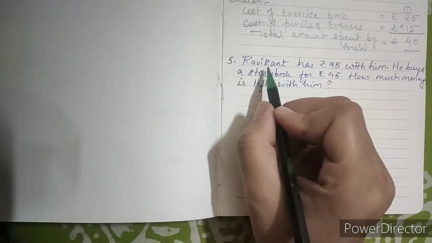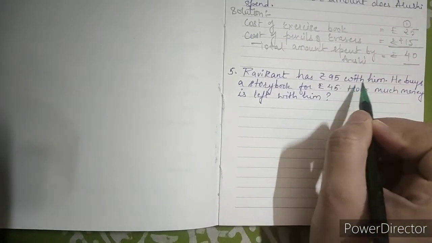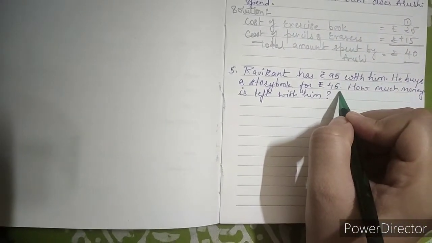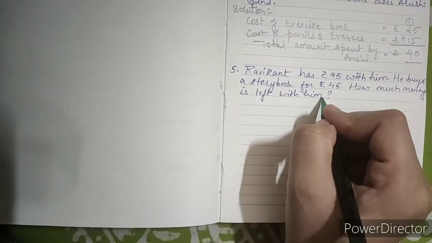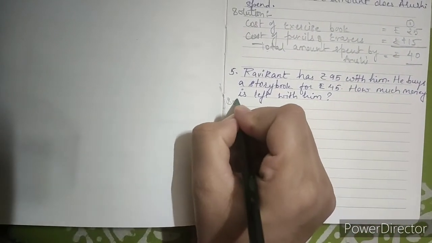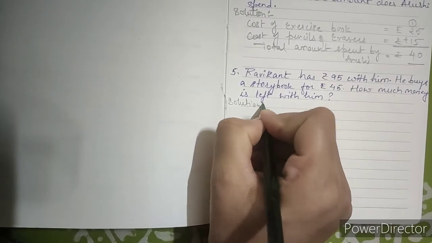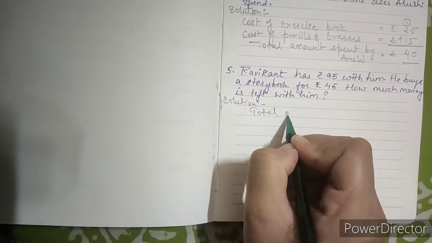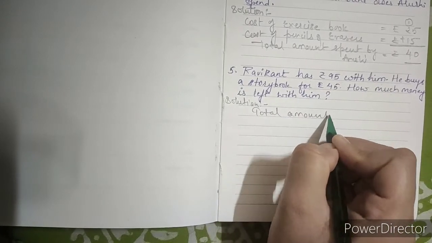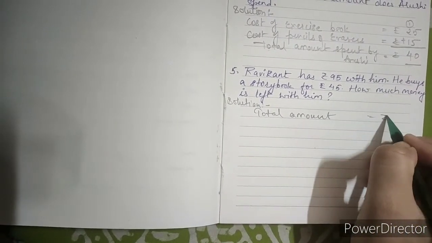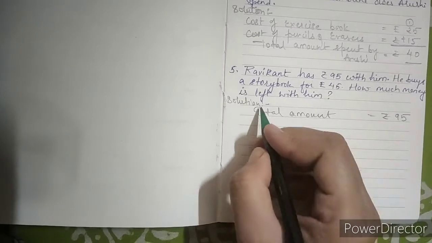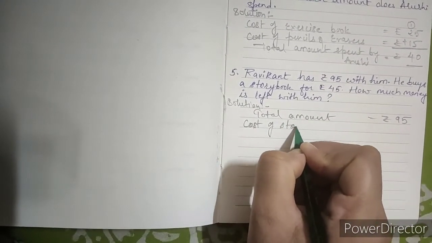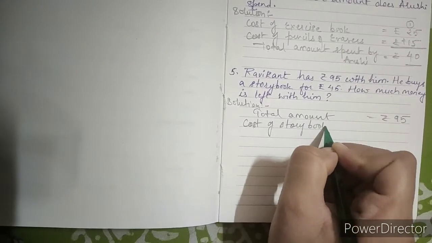Question number 5. Ravikant has rupees 95 with him. He buys a storybook for rupees 45. How much money is left with him? So the solution. Total amount is rupees 95 and cost of storybook is rupees 45.